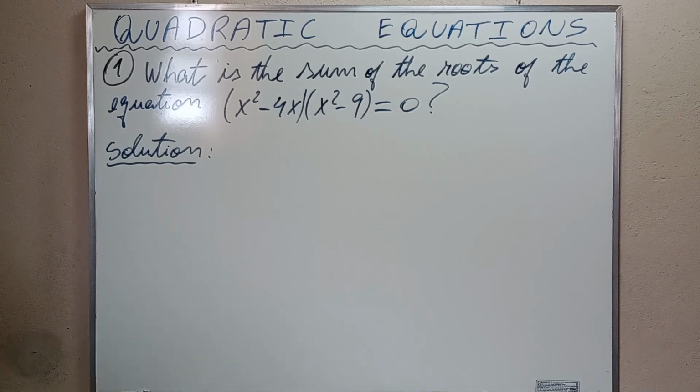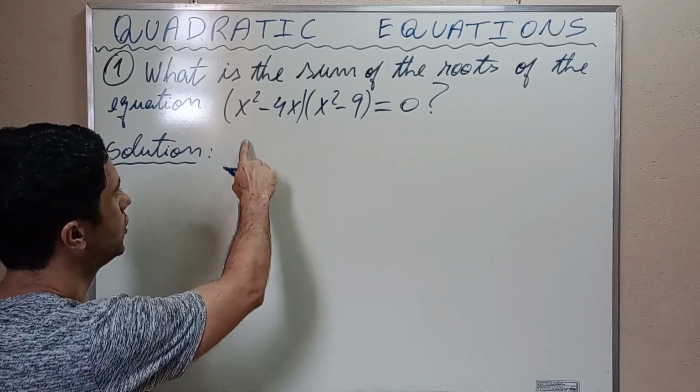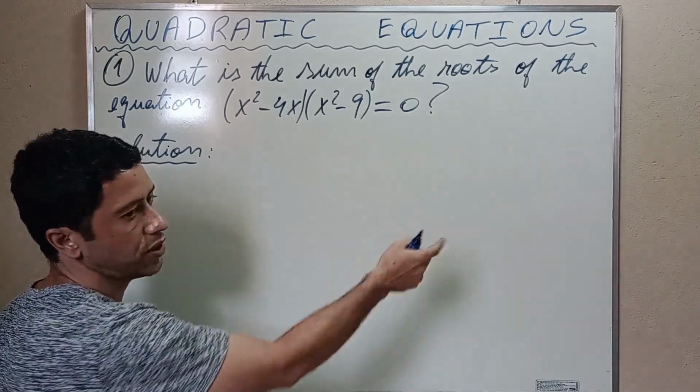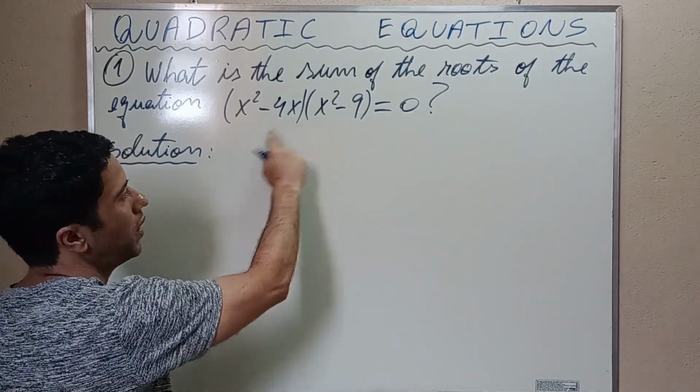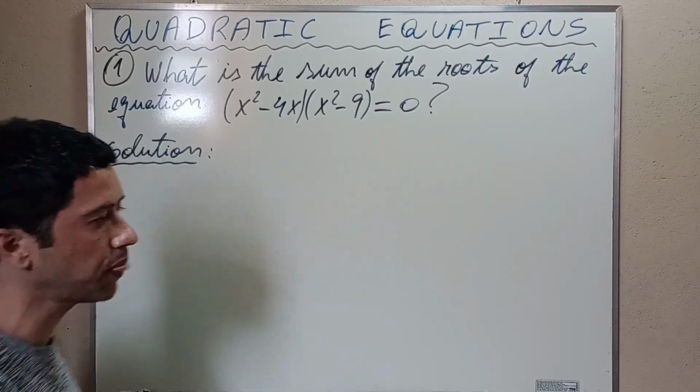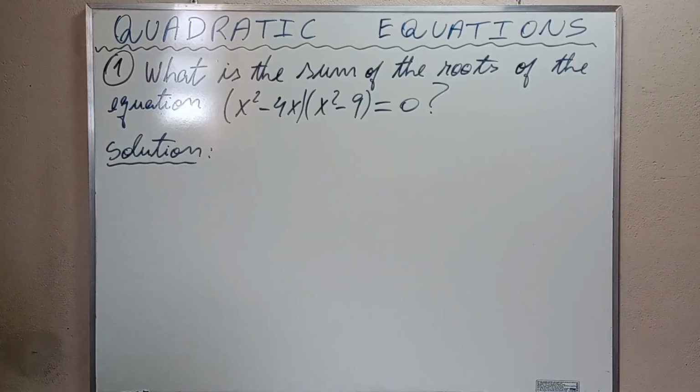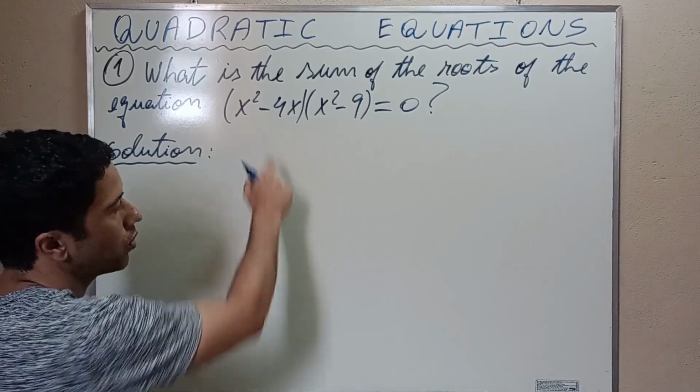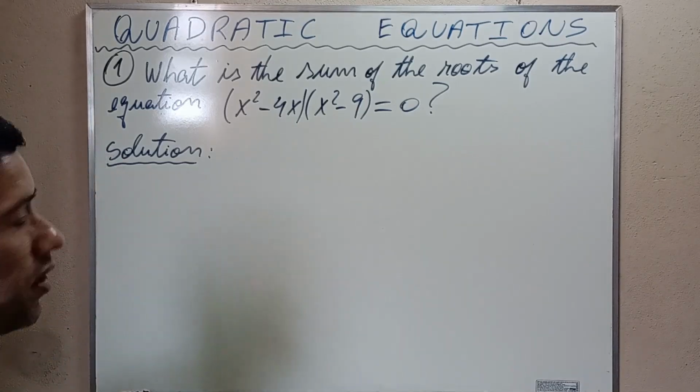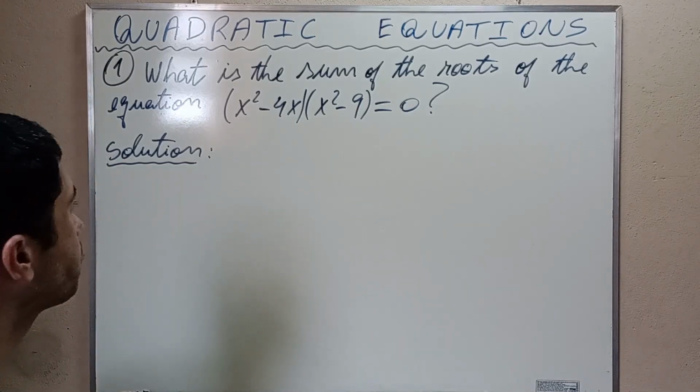To find the roots of this equation, we can develop the product, multiply here and equal to 0. But instead of doing this, we'll work on each term separately, alright? Instead of developing this product, we will work on each term separately. It is easier, I think.